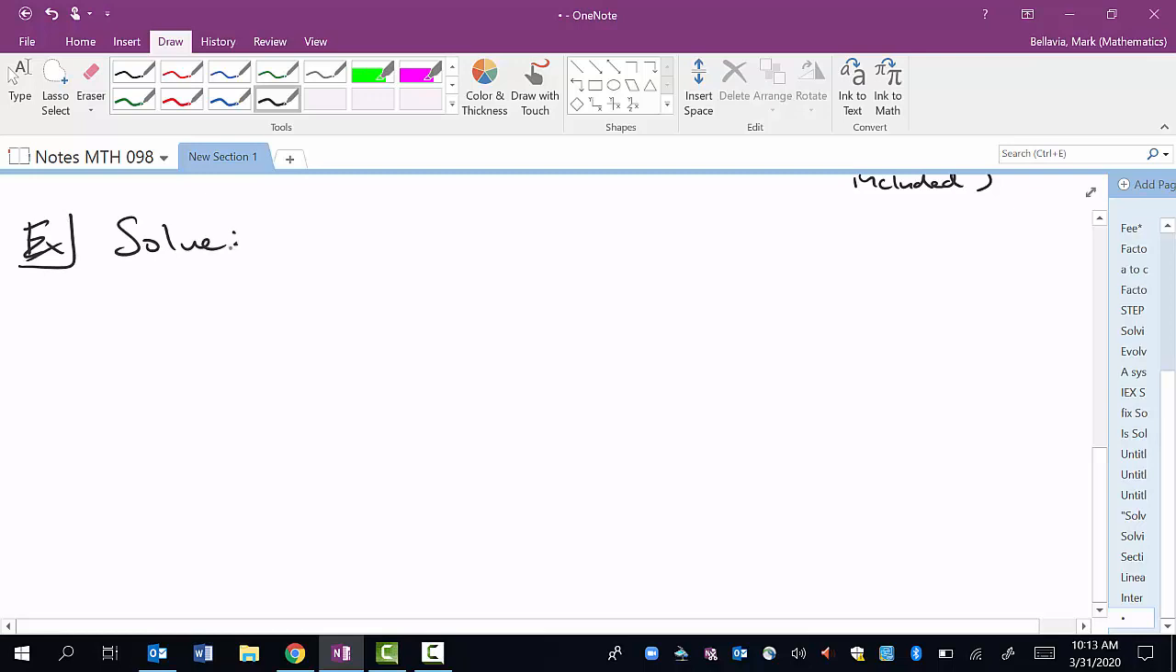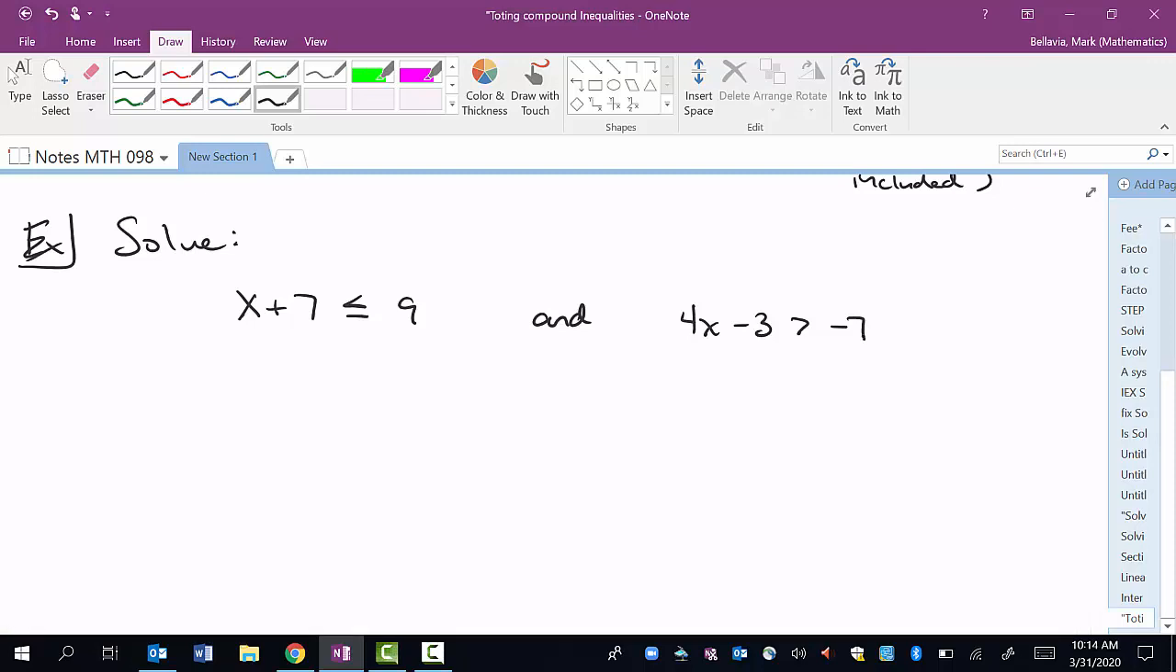So if I said to solve x plus 7 is less than or equal to 9, and 4x minus 3 is greater than negative 7. So essentially you have two linear inequalities here, and they're joined by the word and. Now, when you see a problem, that might not emphasize this, but you should notice this right away. The word and is telling you at the end you want the intersection, you want the overlap of the solutions. So we basically solve these individually, and then we're looking for our answer at the end of the problem.